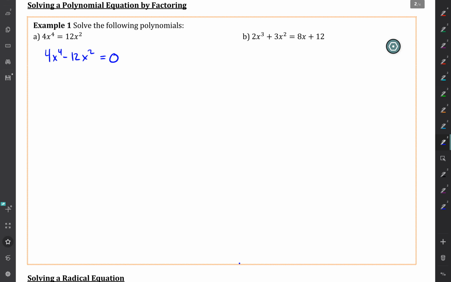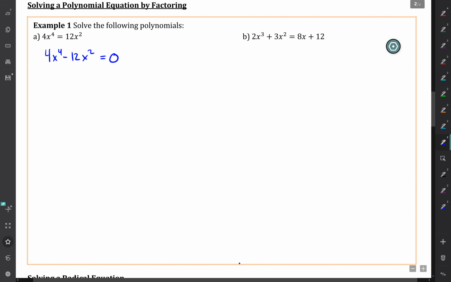And now what we're going to do is factor out a common factor. Both of these terms have an x squared and a 4 in there. So we could write this as 4x squared times x squared minus 3 times 4x squared equals 0. Both those terms have a 4x squared, so we can factor that out. So make this 4x squared times x squared minus 3 equals 0.